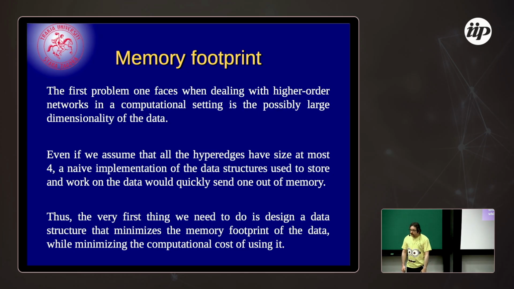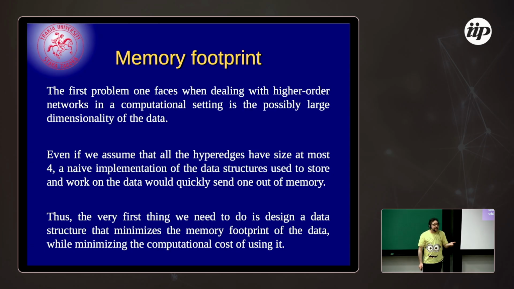So, okay, what is the goal here? The first goal is to see how we can create a data structure that minimizes the memory footprint of the data, meaning that it uses as little memory as possible, and at the same time to build the algorithms for this data structure in a way that is as efficient as possible. This is a balance that we need to strike. A trade-off, yeah, a good one, that we're trying to make.